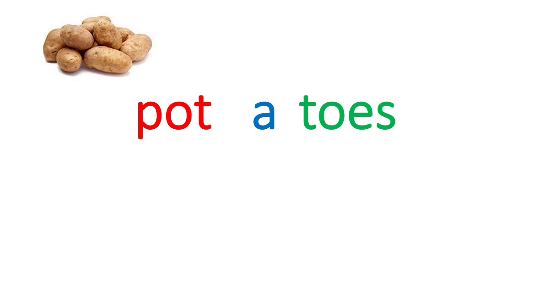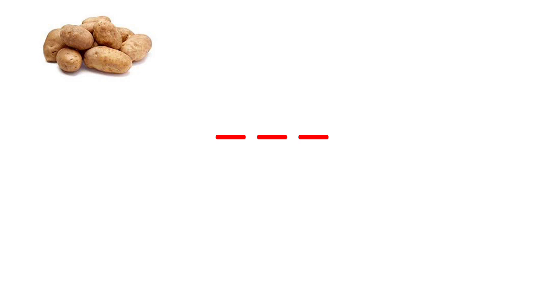I have split it into 3 chunks. Pot, P-O-T, A, just the letter A, and toes, like the toes on your feet, T-O-E-S. Take a picture of it with your brain and then we're going to practice spelling it. Ready? Let's go. Write down the first part of the word, pot. You should have written P-O-T.